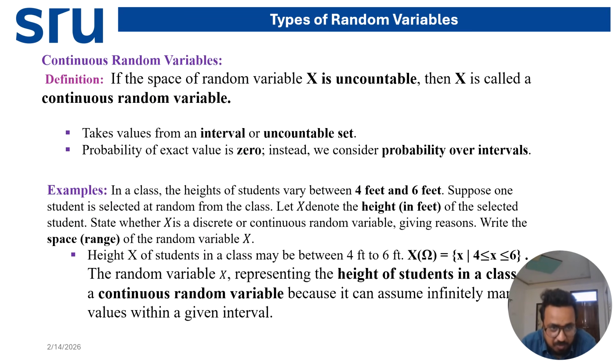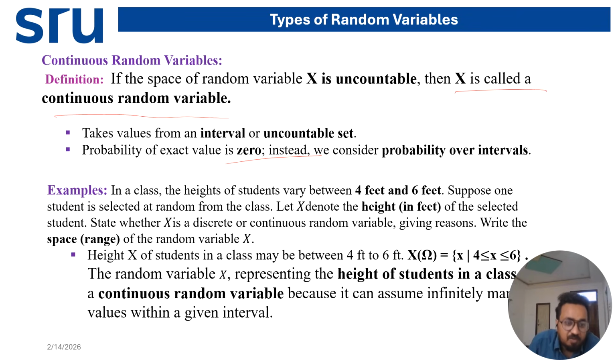Now we will discuss the continuous random variable. If the space of the random variable is uncountable, then this space is called a continuous random variable. That means a continuous random variable is related to an uncountable set. If the value is taken from an interval or any uncountable set, then we can say that the given space of the random variable will be a continuous random variable. And the probability for an exact value in case of a continuous random variable is 0.